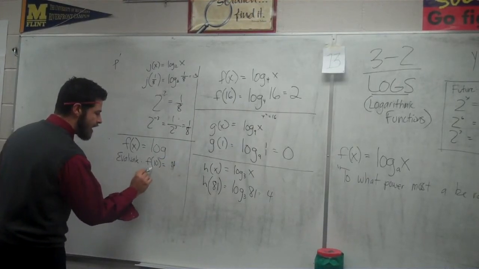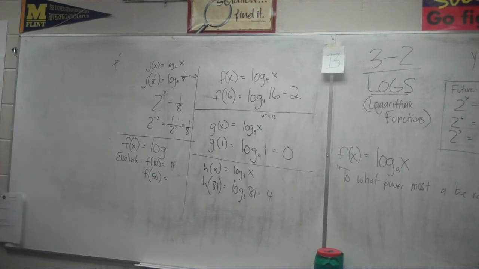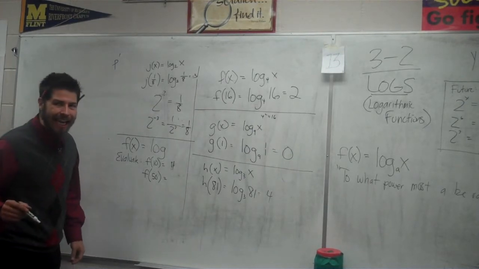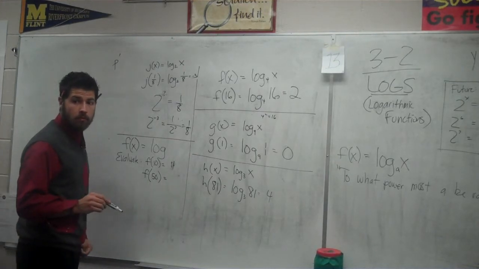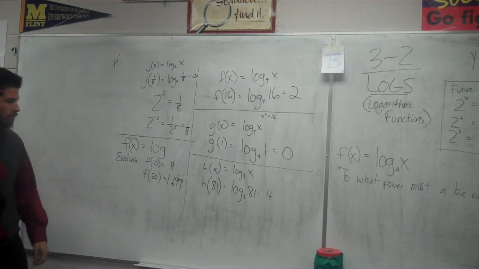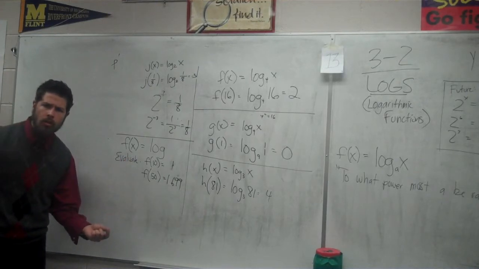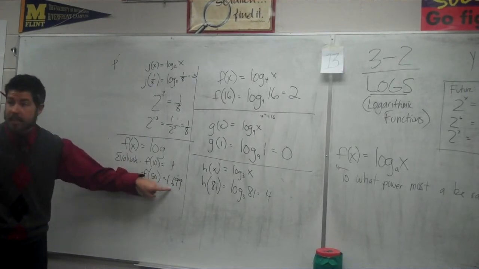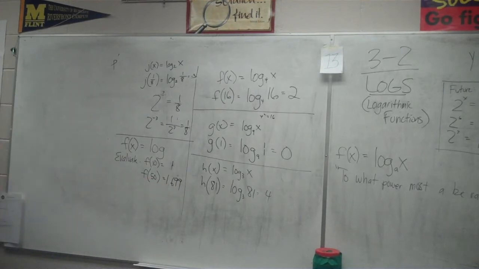Let's find f of 50. Well, what do I do here? I just type in the calculator, log 50, enter. 1.699. Well, it's 1.69897. Okay, let's call it 1.699. What does this mean to you? 10 to the 1.699 power is equal to 50.